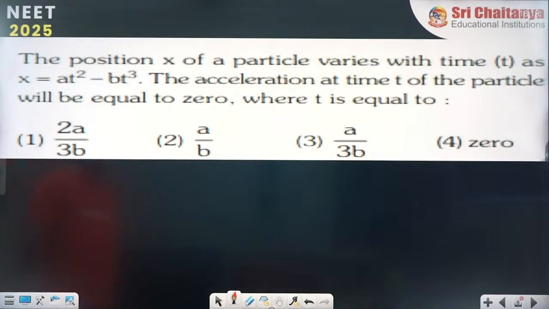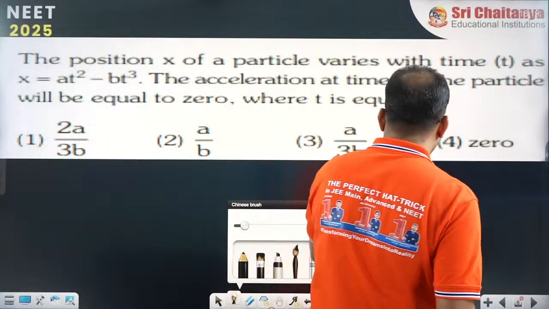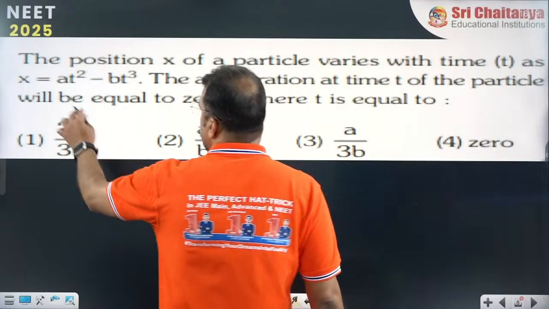The position x of a particle varies with time as given. Position is given. The acceleration at time t of the particle will be equal to 0. Then t is equal to, tell me fast, solve it fast. What is the answer? Okay, what is it asking? Acceleration. So first calculate acceleration. How to calculate acceleration?